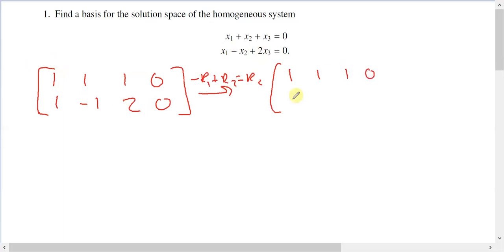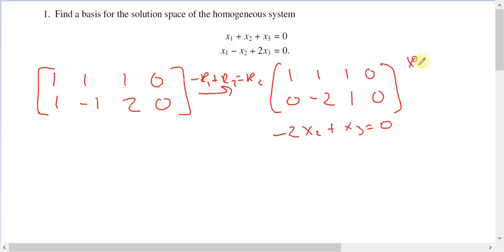The bottom row becomes 0, minus 2, 1, 0. And then I can't really go any further. I'll get my solution from here. You can make a fraction out of this if you like. You don't have to get a 1 there, but I'll just say this bottom equation, I get minus 2x2 plus x3 is 0.